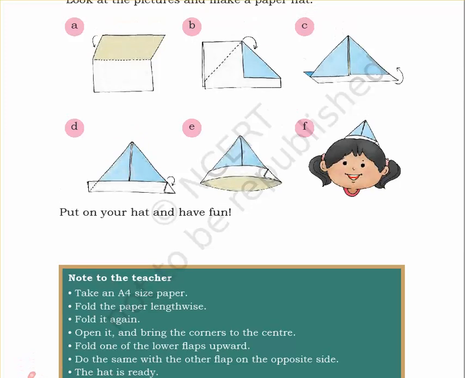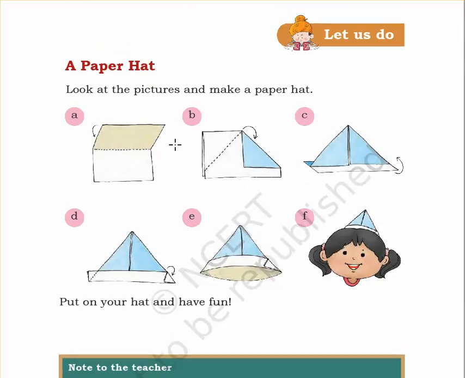Let's move on to the next exercise. Oh, this is a fun activity you can try at home. Look at the pictures and make a paper hat. So first take a paper and then fold it like this, and then you need to fold it like this in triangles, as you can see here. Then you can move this part upwards and your cap is ready. Put on your hat and have fun.